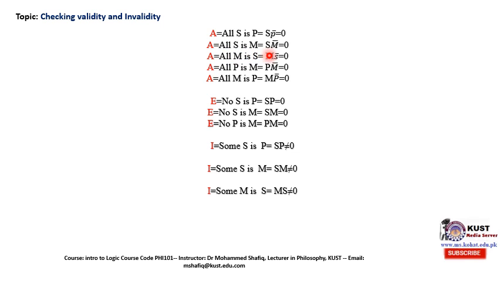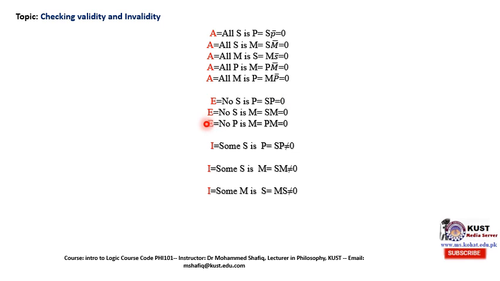All S is M, so we will put a bar on the second alphabet, SM bar. And if we say all M is S, we will have to put a bar on the second one, that is MS bar. The same is the case with all P is M, all M is P. So you will have to follow this pattern, and I have already shown it in different examples.